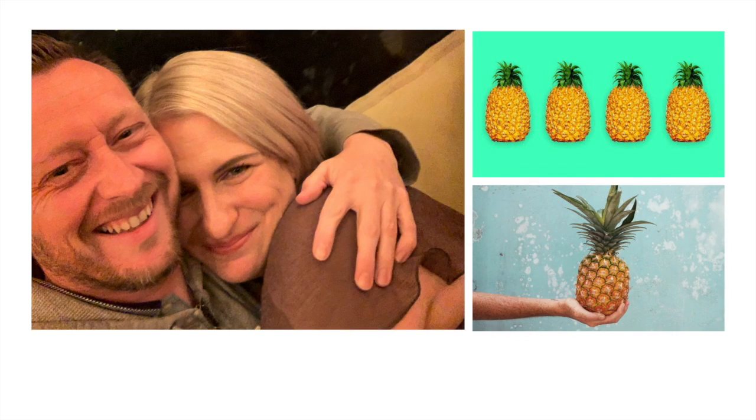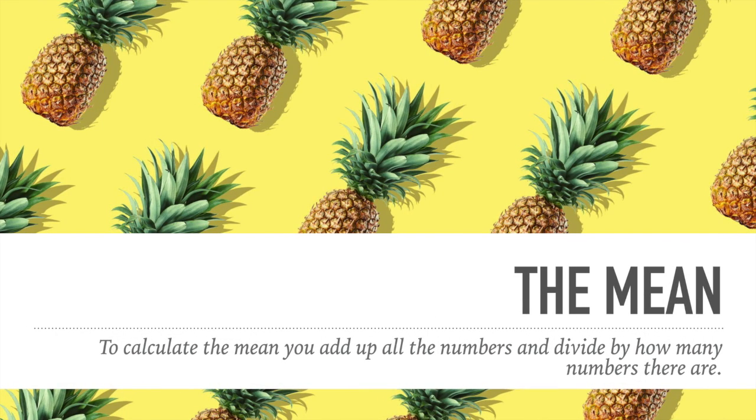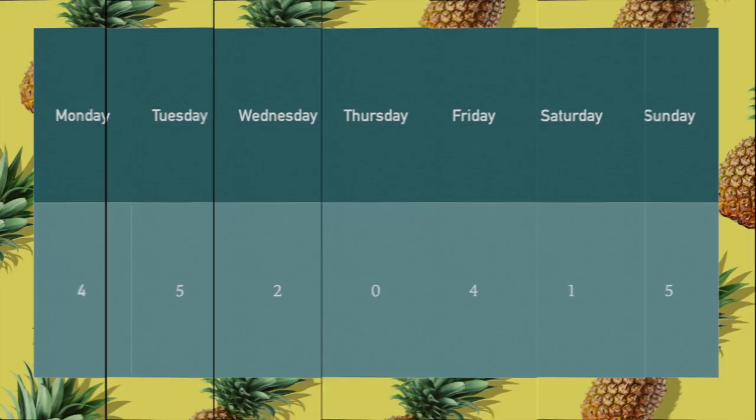Now my friend Becky loves pineapples. They're her favourite food. And we're going to use them to help us calculate the mean. So it tells us here to calculate the mean, you add up all the numbers you have and you divide by how many numbers there are. Now that sounds a little bit strange. So let's look at an example to explain that.